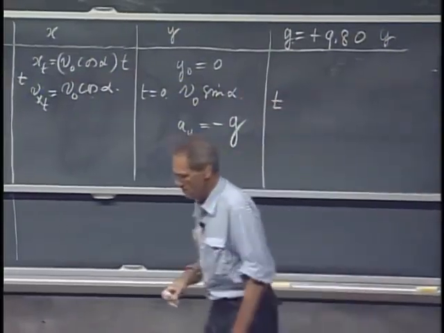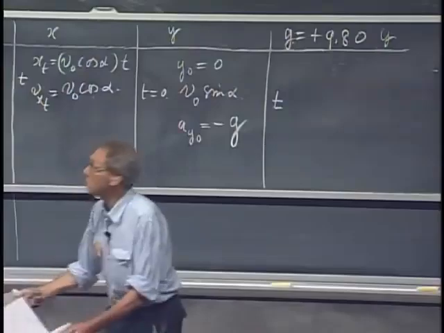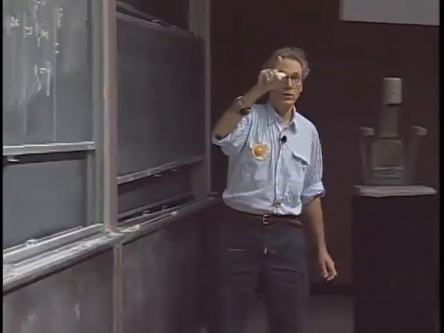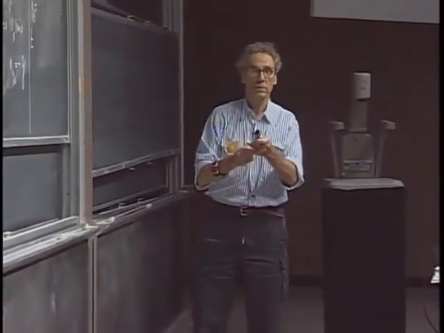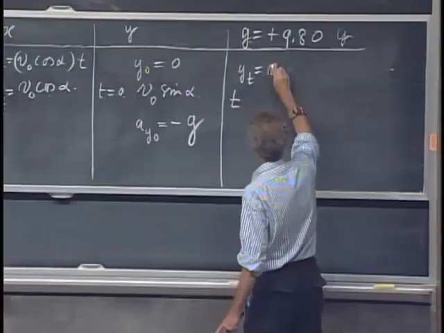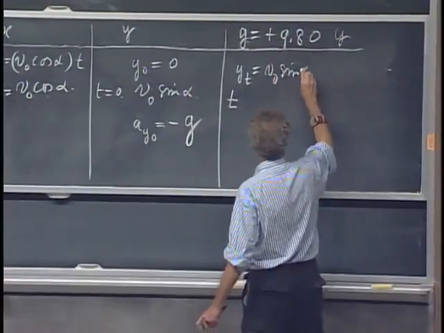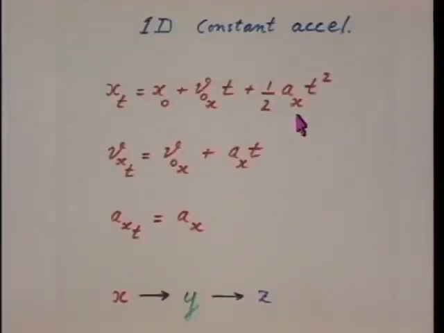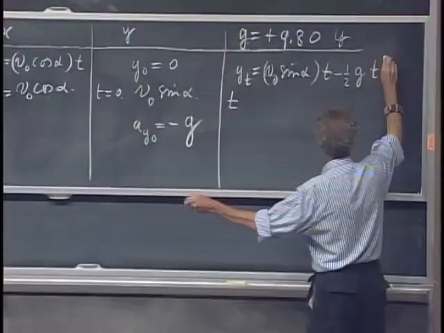At time t equals t, we have the first line there. y0 is 0, so we have y as a function of time. y0 is 0, so we don't have to work with that. So this is 0, so I get v0y times t, so I get v0 sine alpha times t, plus 1/2, but it is minus 1/2 gt squared.